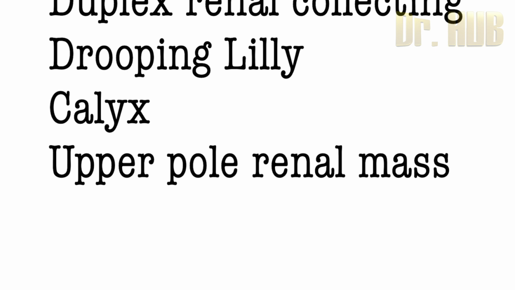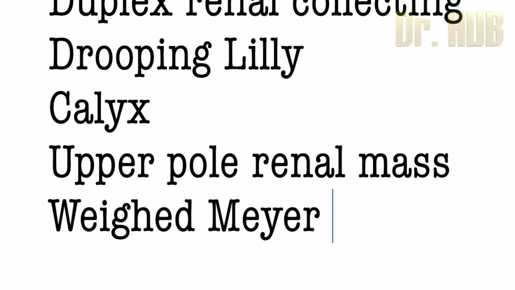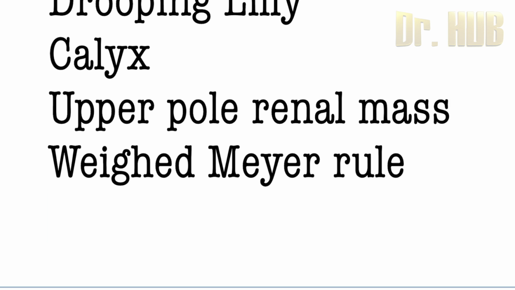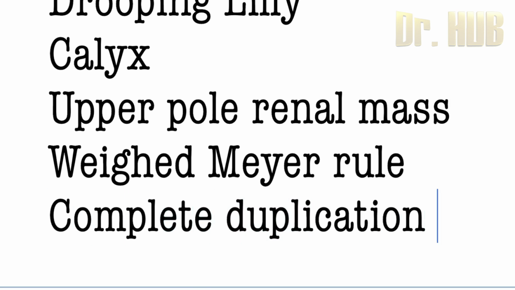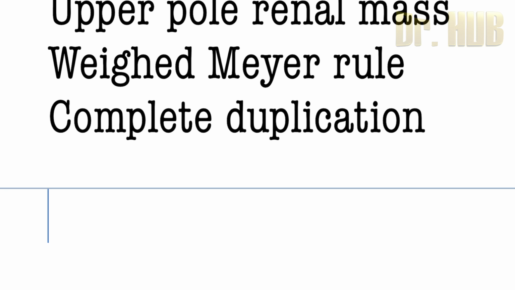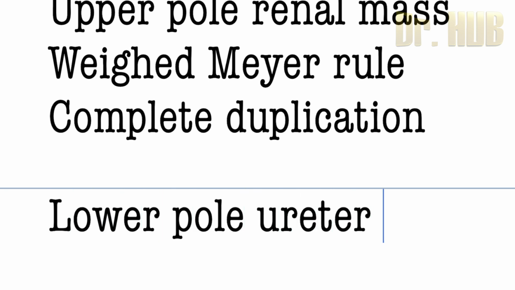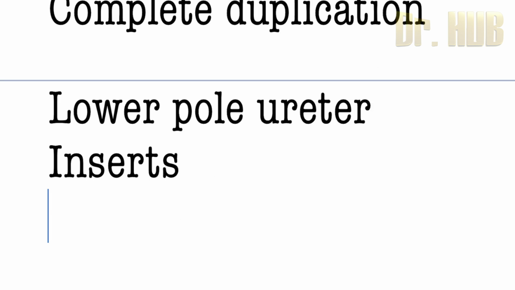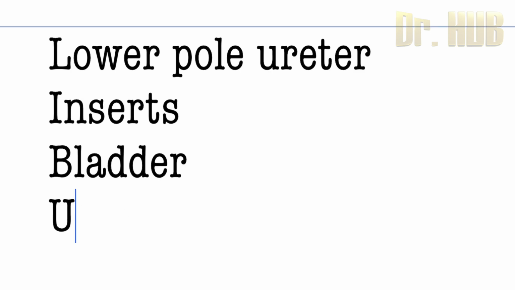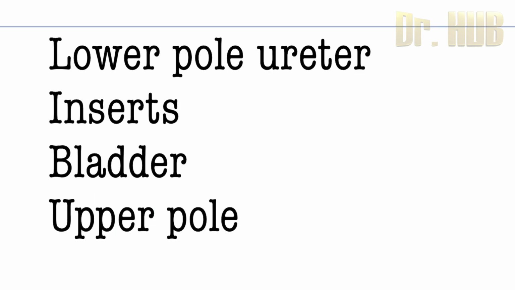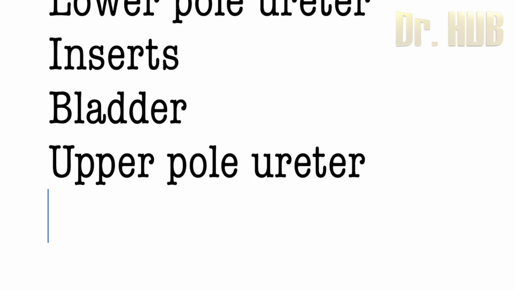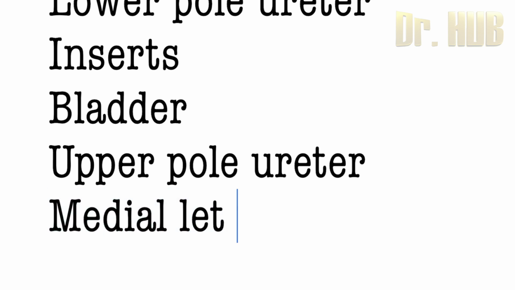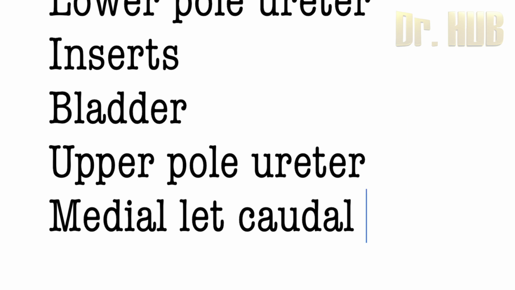Then there is the Weigert-Meyer rule, which we need to know. The Weigert-Meyer rule applies when there is a complete duplication. The lower pole ureter inserts normally into the bladder, and the upper pole ureter inserts ectopically into the bladder medially, and caudal to the insertion of the lower pole ureter.